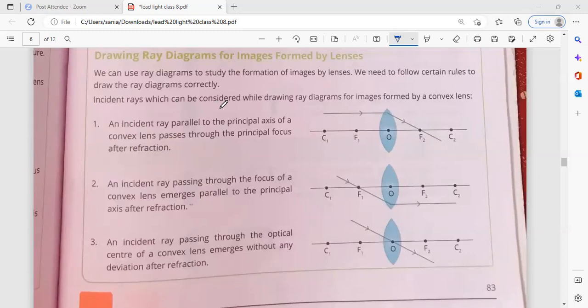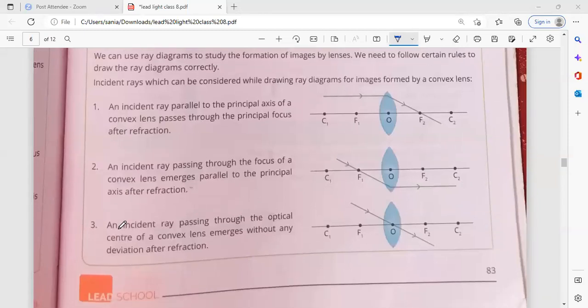See, these are the incident rays which can be considered while drawing ray diagrams for images formed by a convex lens. First, an incident ray parallel to the principal axis of a convex lens passes through the principal focus after refraction. If your incident ray is parallel to the principal axis, when it touches the convex lens, it will pass through the principal focus. Clear? And if your incident ray is passing through a focus, then it will become parallel to the principal axis once it touches the lens.